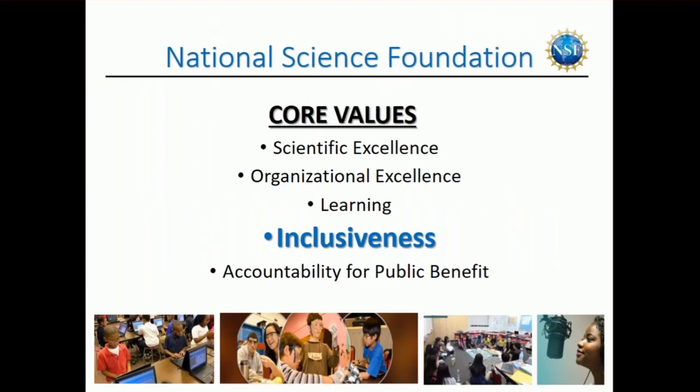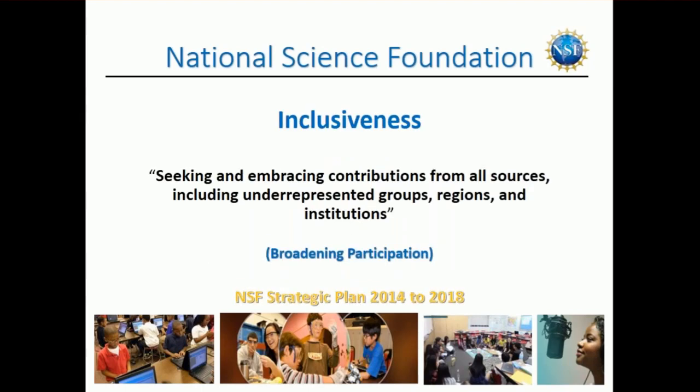Okay, so let's begin by talking about broadening participation within the context of the National Science Foundation. For those of you who don't know, the National Science Foundation has several core values. In fact, we have 5 at the moment that are very significant to us and really shape the work that we do, that we support. And those include scientific excellence, organizational excellence, learning, inclusiveness, and accountability for public benefit.